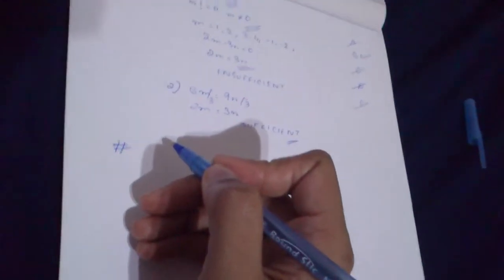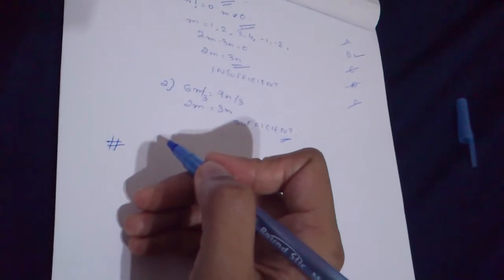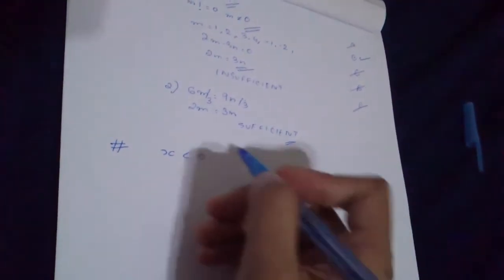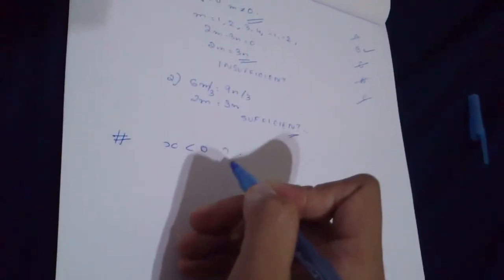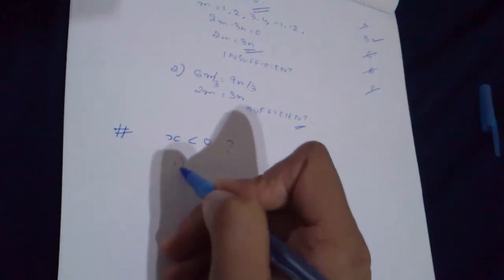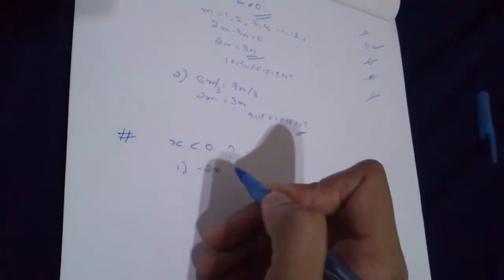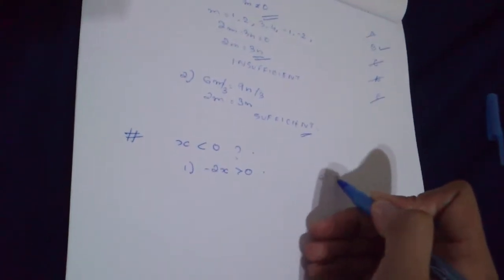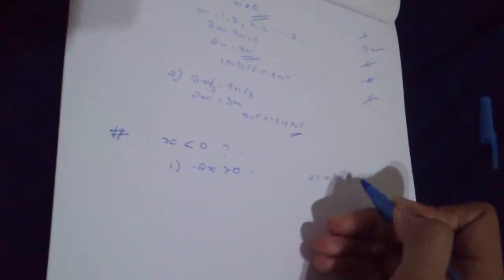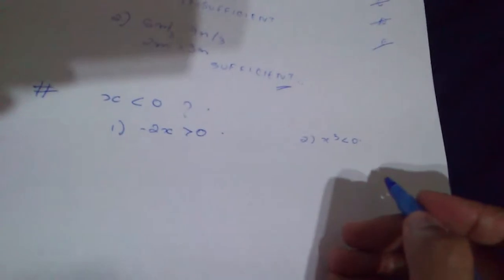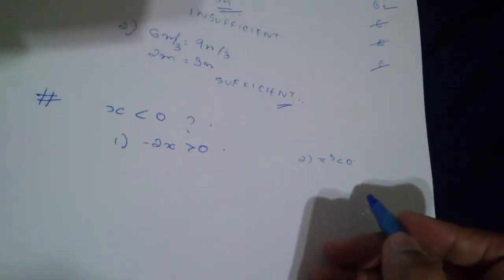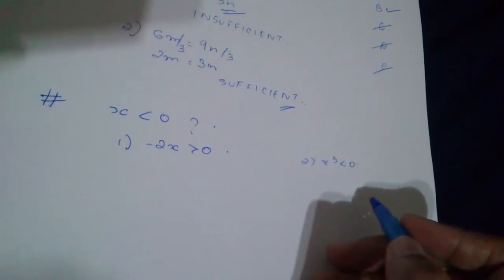Now, how do we solve this particular question? We need to find out whether x is less than 0. The first statement tells us minus 2x is greater than 0, and the second statement tells us x cube is less than 0. Let's first work out how x cube works. Now, x cube is less than 0.